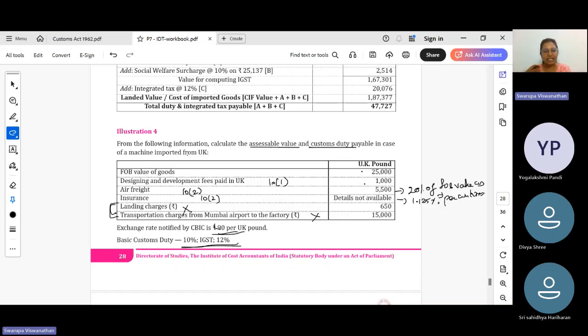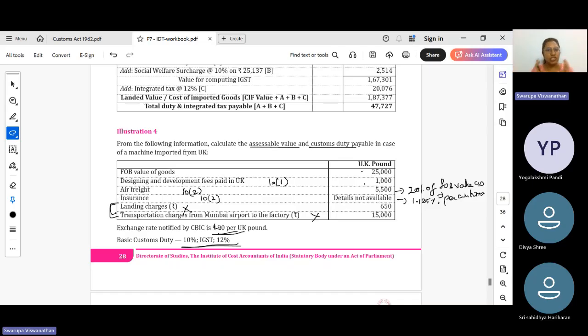Landing charges are also called unloading charges at the port. So once the goods have reached across the territorial water itself, import is complete. So any landing charges, unloading charges at the importer's port, these are expenses incurred after the goods are imported. So I will not add it in the calculation of assessable value.